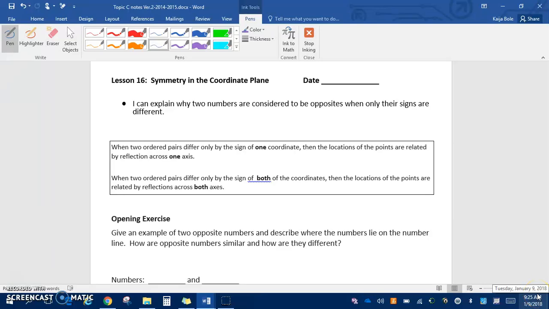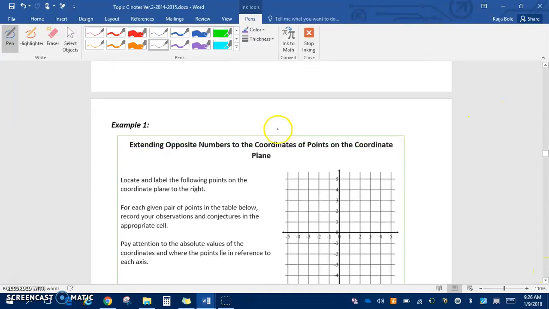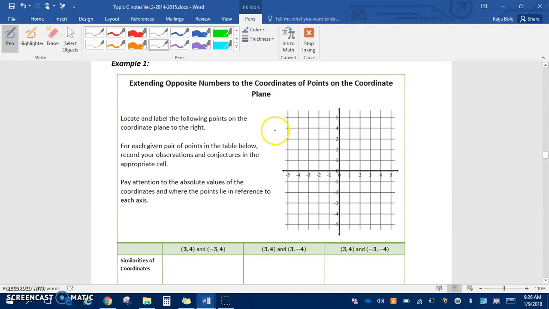Alright, so here we are on lesson 16, Symmetry in the Coordinate Plane. We're actually going to skip this whole first page of your notes, so I want you to flip over to the next page, which should look like this. It should say example 1, and there's a graph and a table here. We're going to start with this, and the first thing it says to do is to locate and label the following points on the coordinate plane to the right.